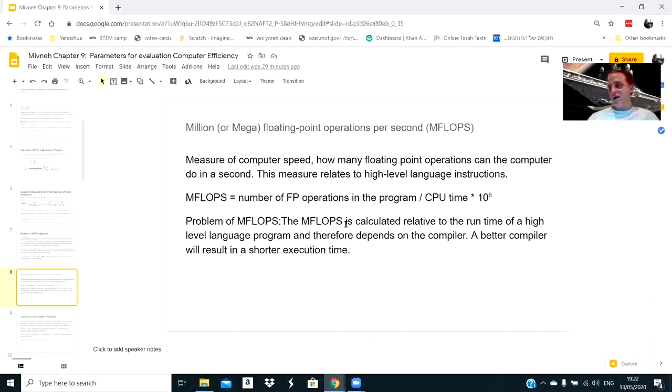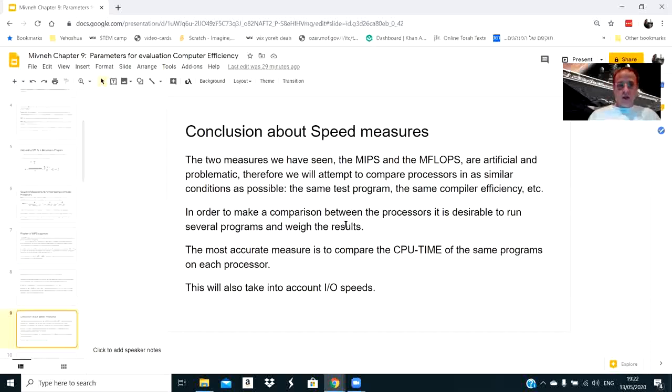So we're always interested in comparing computers. There are many ways of comparing, and actually I think the conclusion here is that the most accurate measure is to compare CPU time of the same programs on each processor. Of course, it's not going to work on a video game, which is completely I/O dependent. It depends on how fast you press the fire button. But if we have a program that just does number crunching, then I can take the same program and just see how long it takes on this computer and how long it takes on that computer. That would actually be the most accurate.